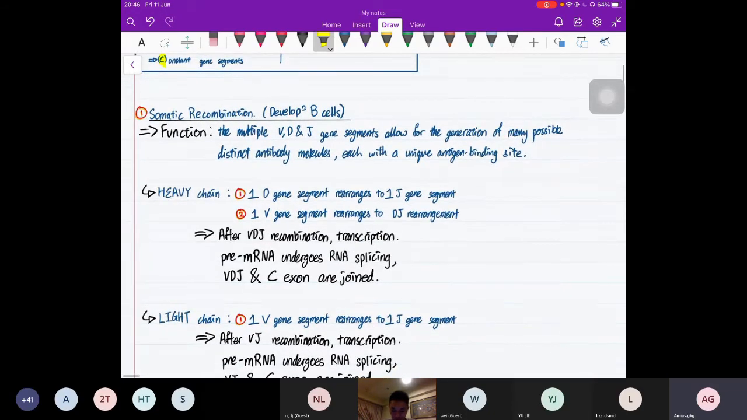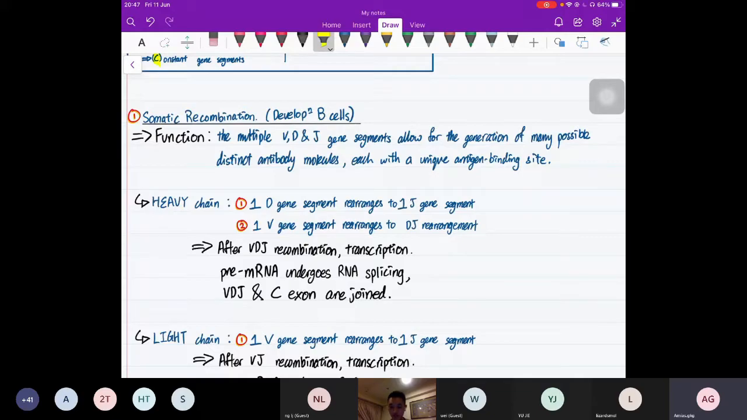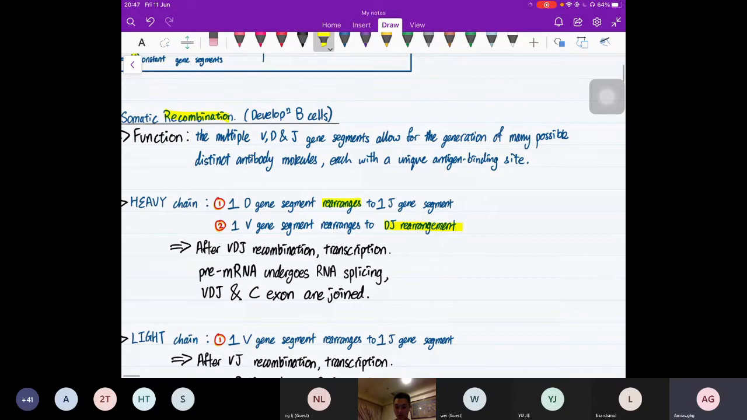Okay, so on your heavy chain, for somatic recombination, you're talking about two steps and only two steps. First step, one D gene segment rearranges to one J gene segment. The keyword here is rearrange because you talk about recombination. So one D gene segment rearranges to one J gene segment, forming a DJ rearrangement. Then your second step is where one V gene segment rearranges to one DJ rearrangement. Okay, so it seems really confusing now, so I give you a picture to better visualize it.